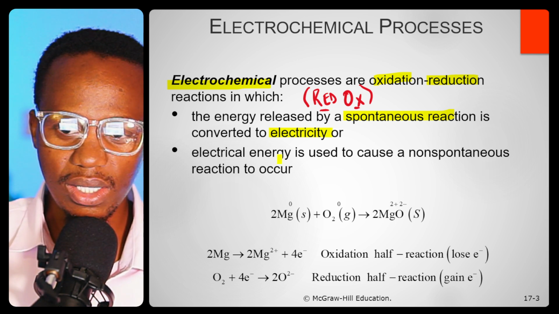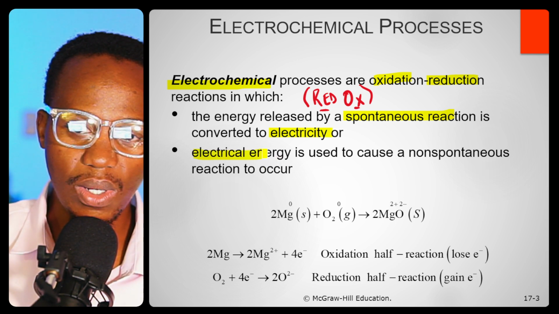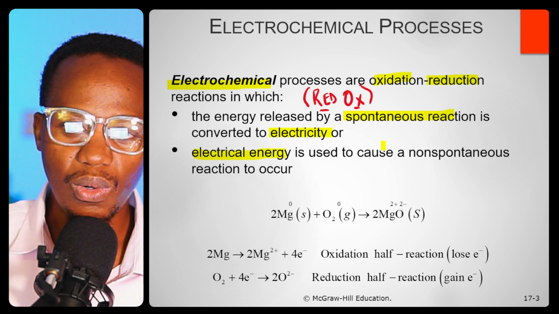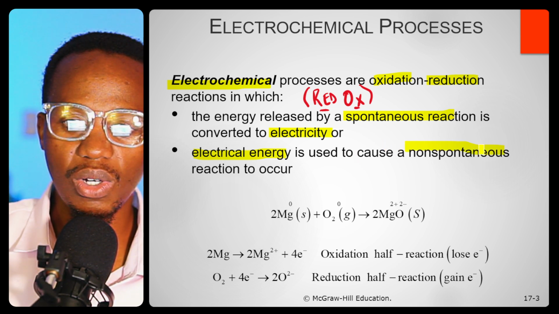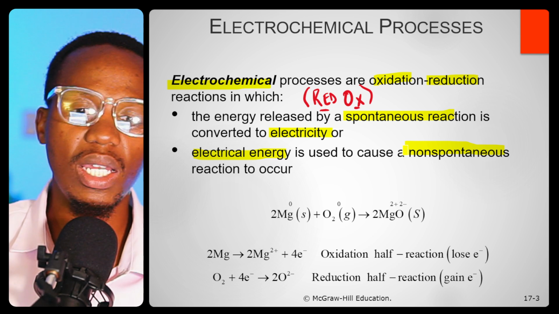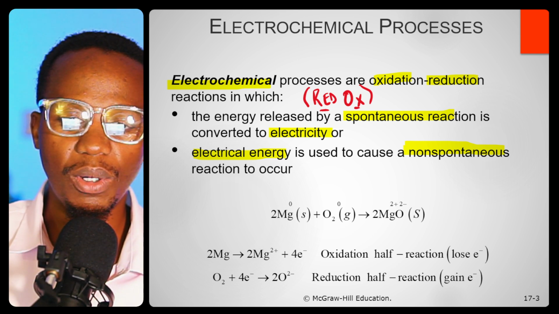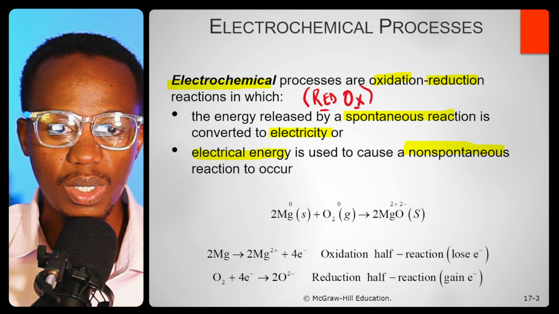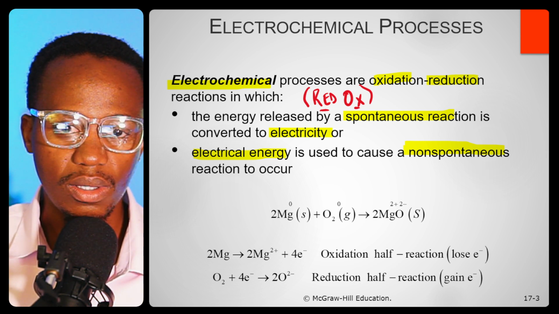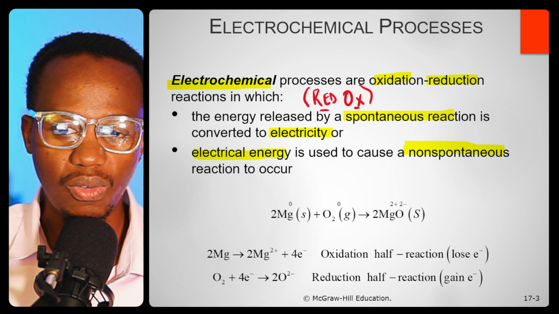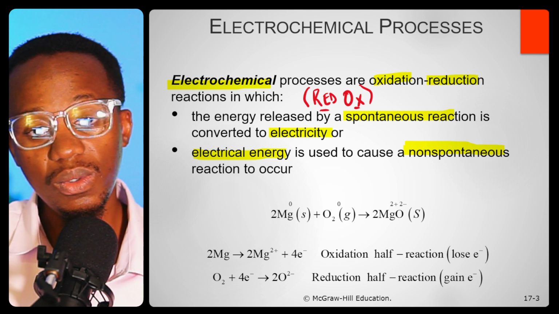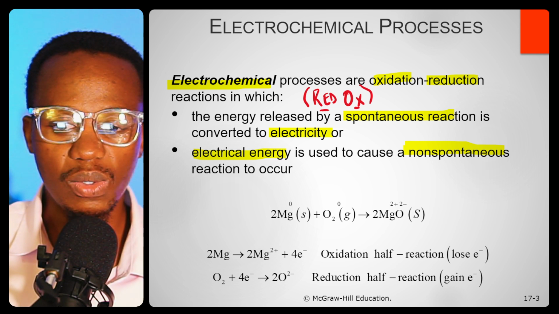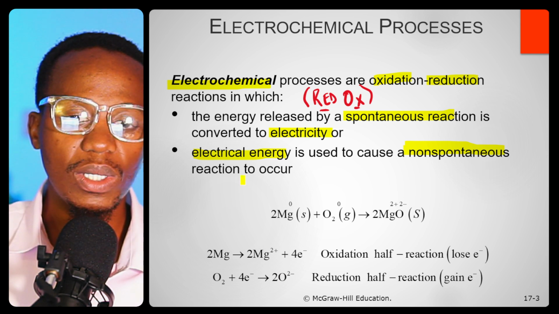Or the reverse is true. You can use electrical energy to cause a non-spontaneous reaction to occur, right? So electrochemistry can go both ways. That's actually a good point, right? Electrochemistry can go both ways. We can use electricity to perform chemical reactions, or you can use chemical reactions to produce electricity, right? So this is an example.